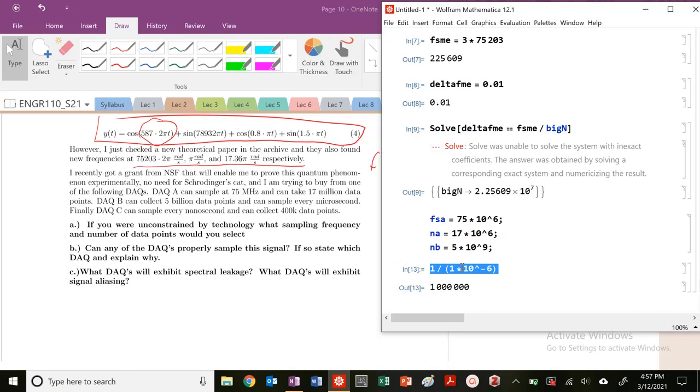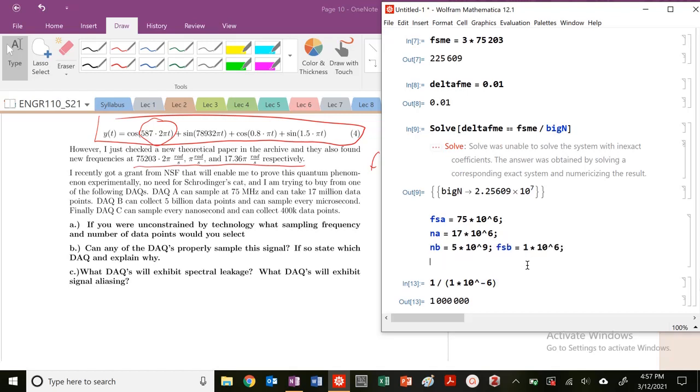That'll be my delta F. So a million. So my N, actually, FSB is equal to 1 times 10 to the 6, because that'll give me a microsecond. So if I sample by that, then I'll get those values.